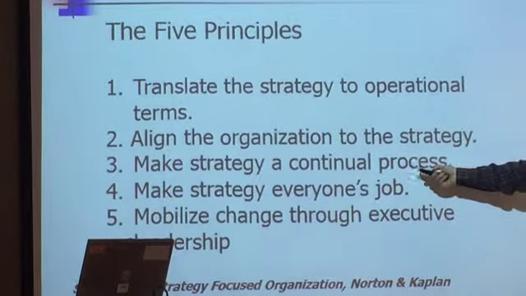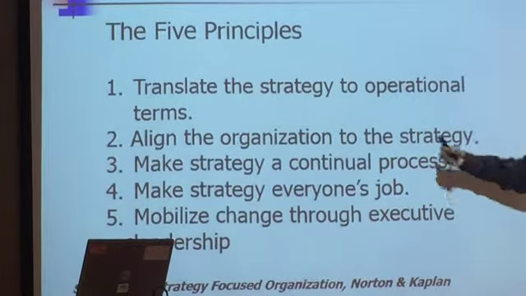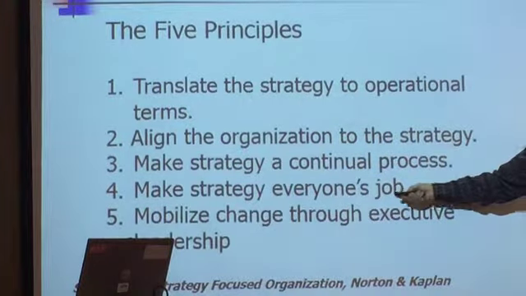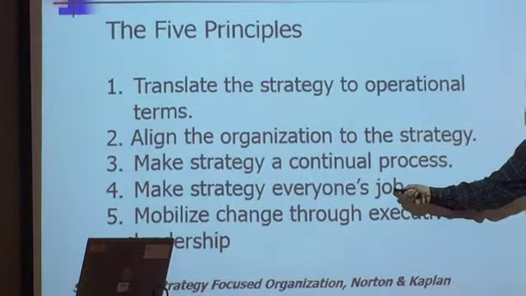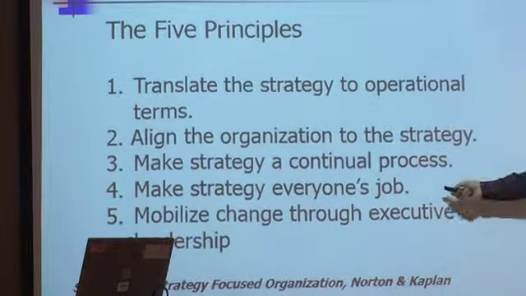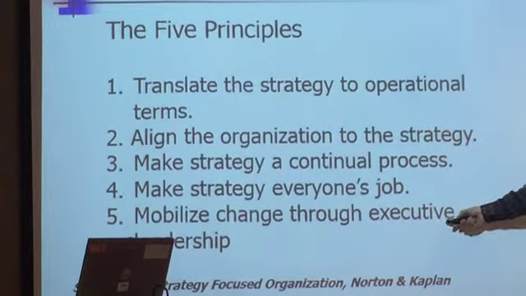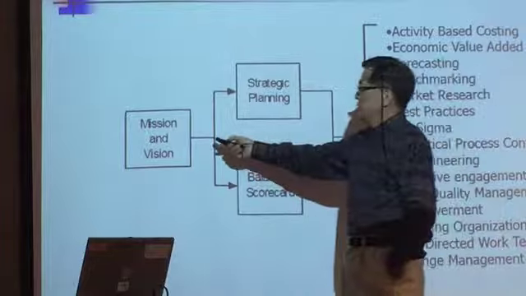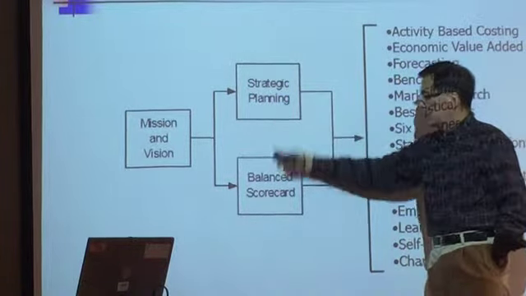Make the strategy a continuous process. It's not a dichotomy; you have to be continuous. Make strategy everyone's job. In other words, everyone shares the same idea. That's why you need consensus among five different components and across the employees. Change through executive leadership. So, given those discussions, mission and vision, strategic planning and balanced scorecard go together.